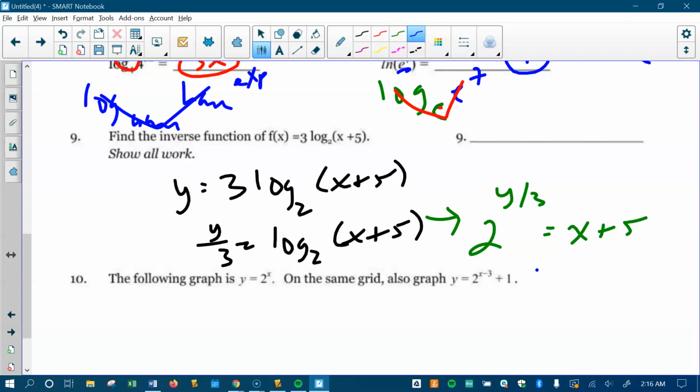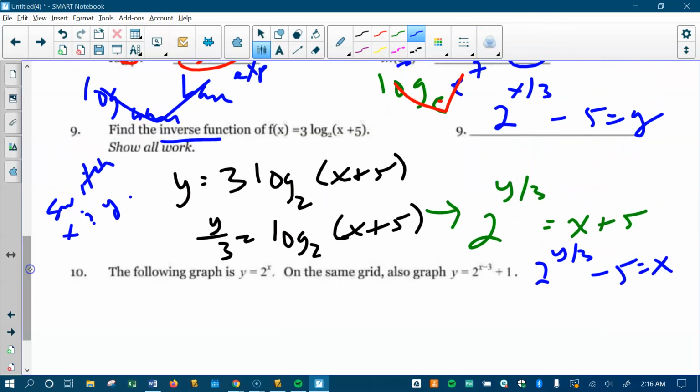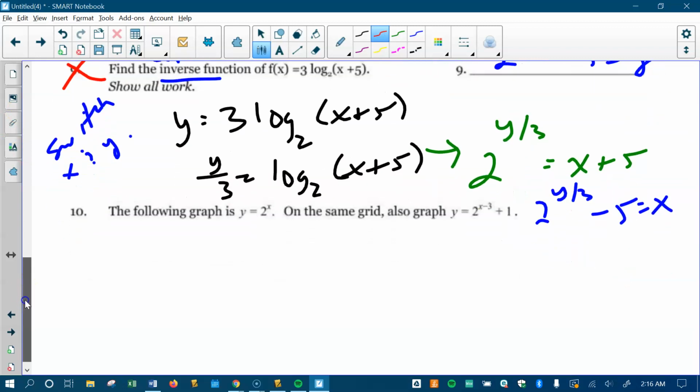So I'm going to get 2 to the y over 3 minus 5 equals x. And then when you're inverting, switch x and y. Now this wasn't the only way of doing the problem. You could have switched x and y first. So my final answer here is going to be 2 to the x over 3 minus 5 equals y. You get the same answer if you switch x and y at the beginning and solve for y. For my class, since we didn't do this problem in class or on video, that problem will not be on your quiz.